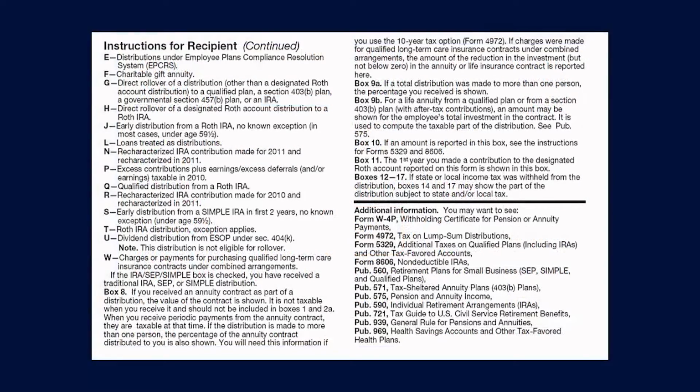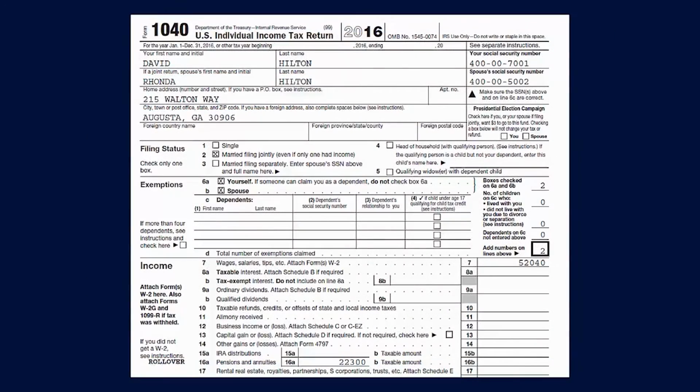So if we flip over the 1099-R statement, we see here code G indicates a direct rollover of a distribution. So in David Hilton's 1040 form, we see on line 16A the word rollover out to the left of the line. 16A has the amount, the gross distribution of $22,300, but on line 16B, there's no taxable amount. He rolled over his distribution from one retirement plan into another.